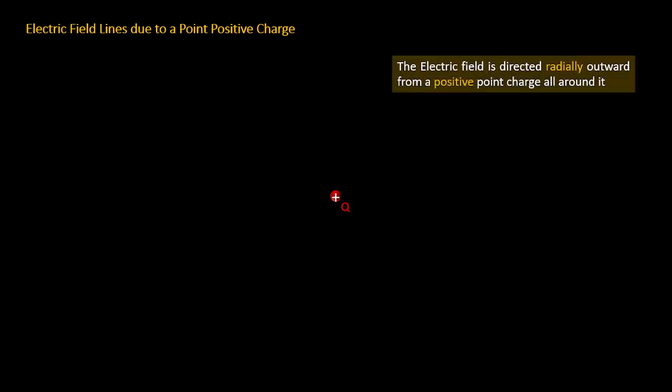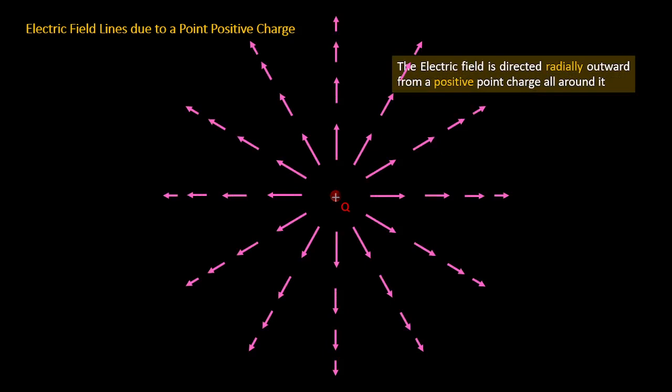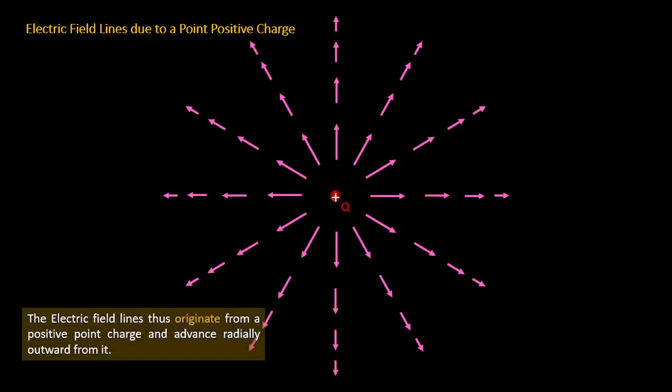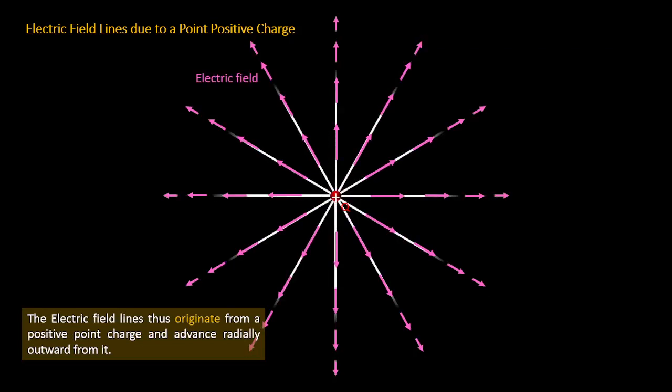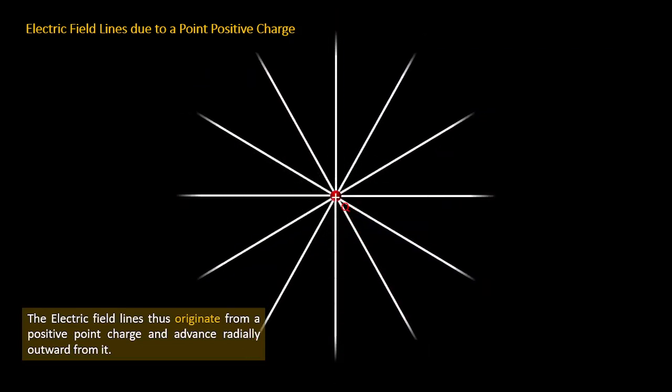The electric field is directed radially outward from a positive point charge all around it. The electric field lines thus originate from a positive point charge and advance radially outward from it.